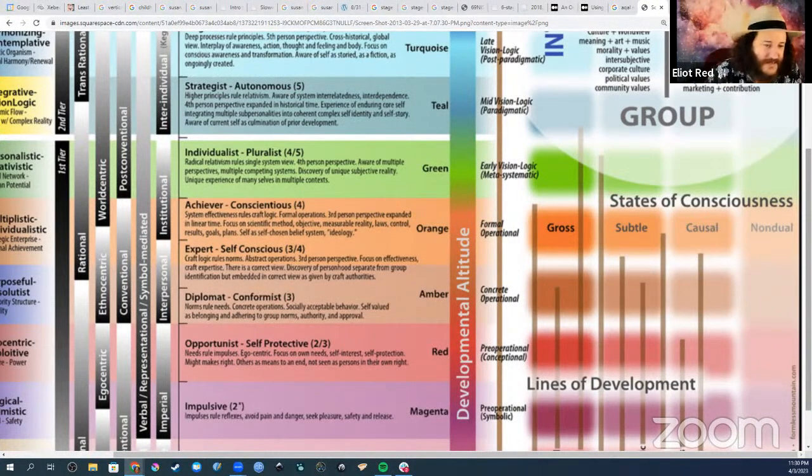So you can be at a lower vertical development and in the gross, the subtle, or the causal, or the non-dual states, which makes it possible to see why you can have someone who's very, very aware of the subtle movement in their body, but maybe doesn't understand capitalism. Those are suddenly different things.